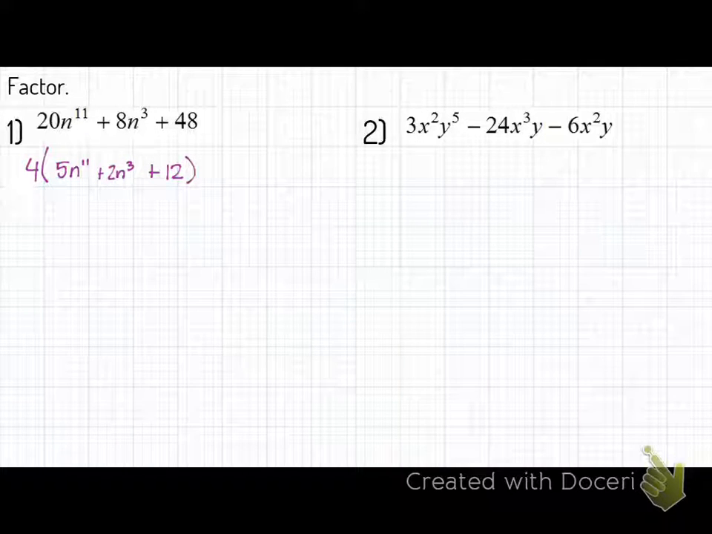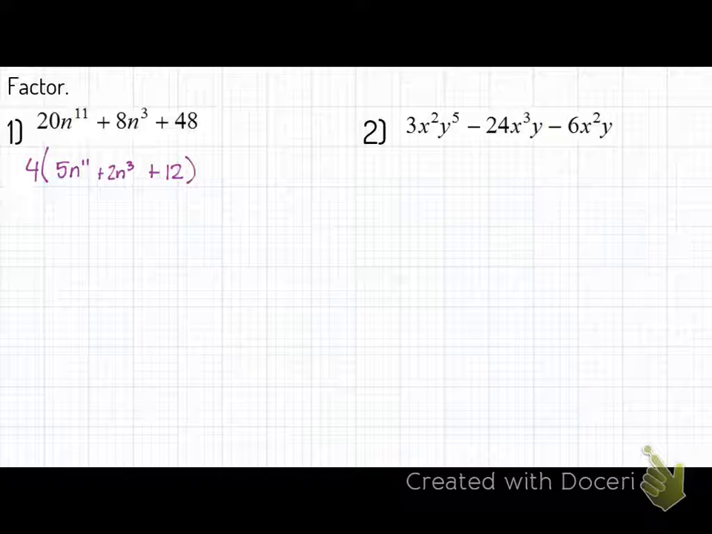I can't do anything else. So that's all we're doing today. We're breaking it apart. We're not simplifying, because if we were to simplify, we'd multiply this out. Then you want to check your work, guys. What's 4 times 5n to the 11th? 20n to the 11th, right? 4 times 2n to the 3rd? 8n to the 3rd. 4 times 12? Positive 48. You all see that?